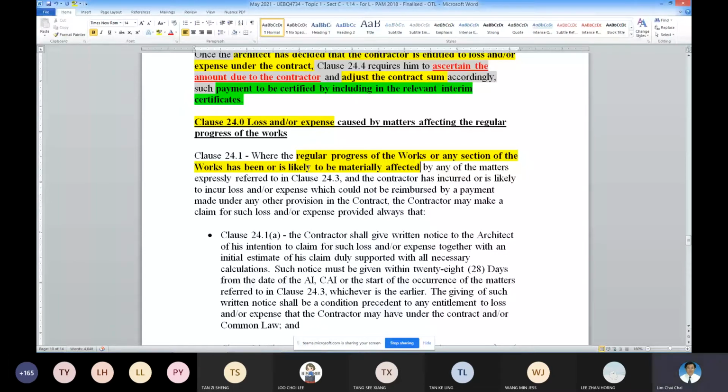So the contractor incurs loss. It doesn't mean the contractor can automatically claim a lot of money. No. If it's affected, then the right is there. How much to claim? The contractor has to work out the loss and expense with support from the relevant documents. You cannot simply quote a figure. You need to support it with the relevant documents.